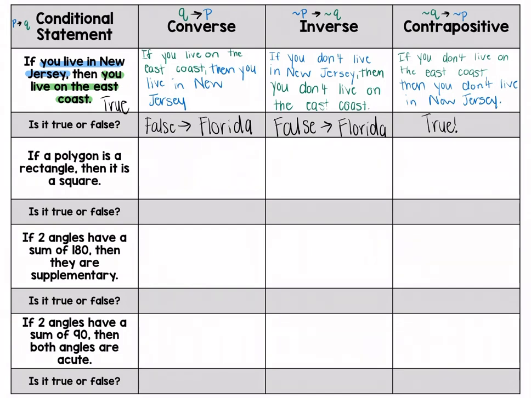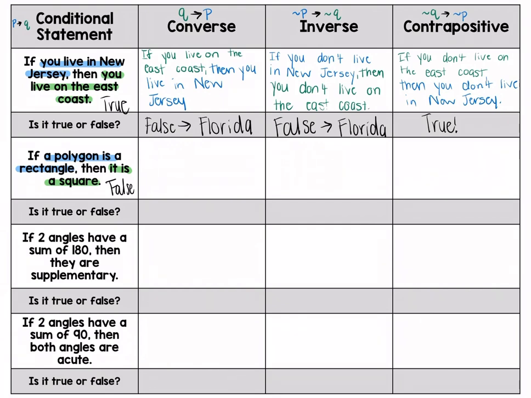So if a polygon is a rectangle, then it is a square. The first thing we need to do is identify the hypothesis, which is a polygon is a rectangle. And then the conclusion, or your Q, is it is a square. Okay? And so if your polygon is a rectangle, then it is a square. That is false, because not all rectangles are squares, right? Some rectangles are, like if you have them where all the sides are equal, but that's not always the case.